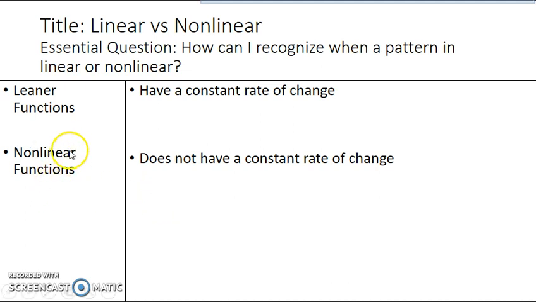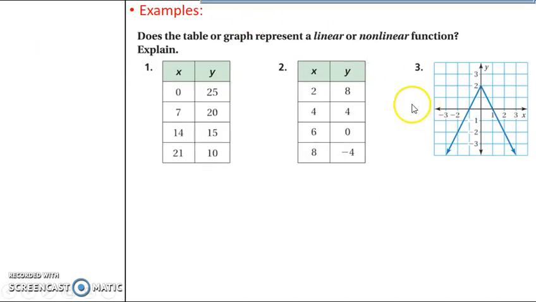A nonlinear function just doesn't have that constant rate of change, doesn't meet all those requirements that I was talking about. So it doesn't make a line in a graph and doesn't have that x with the exponent of 1 in an equation. So let's go ahead and look at our first example in a table.